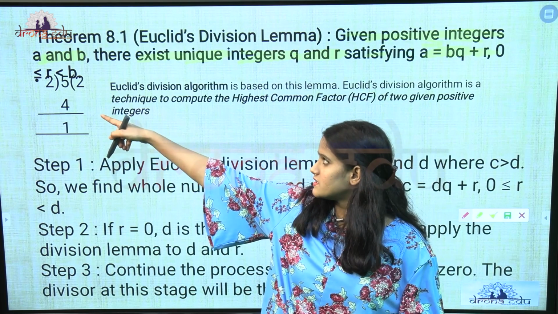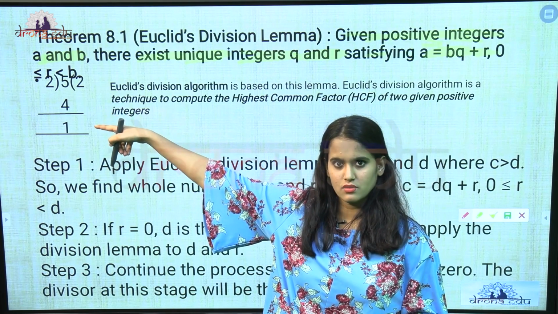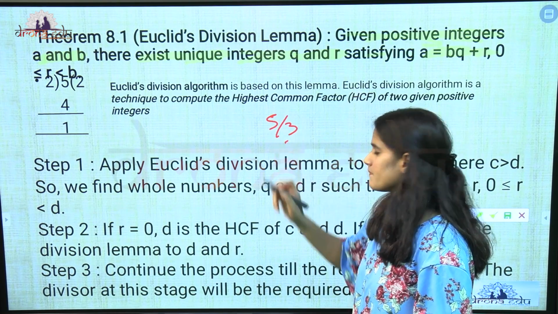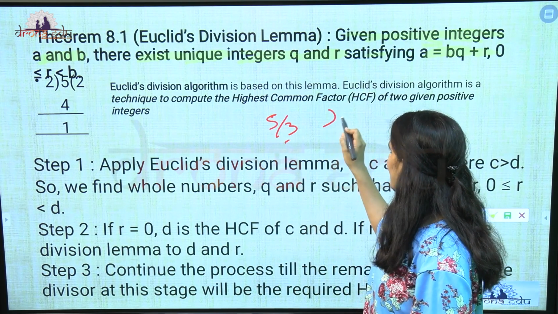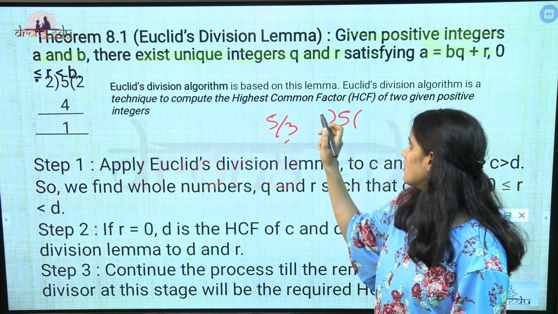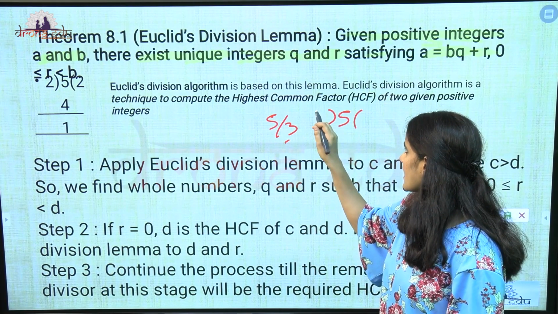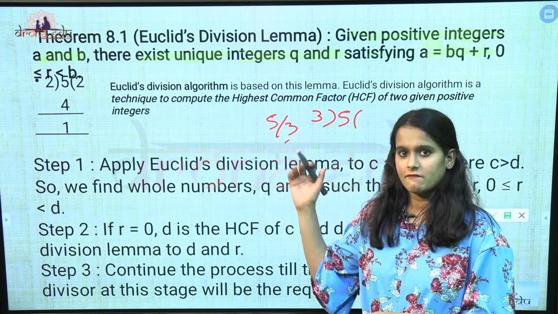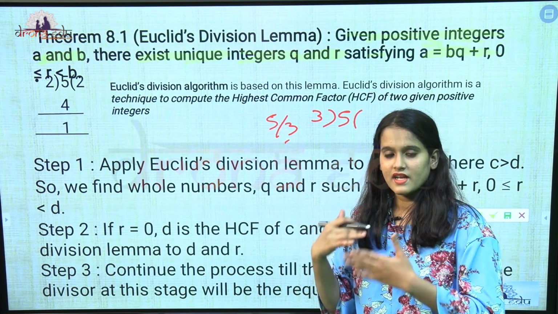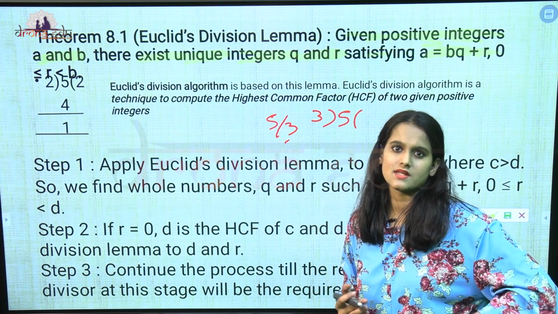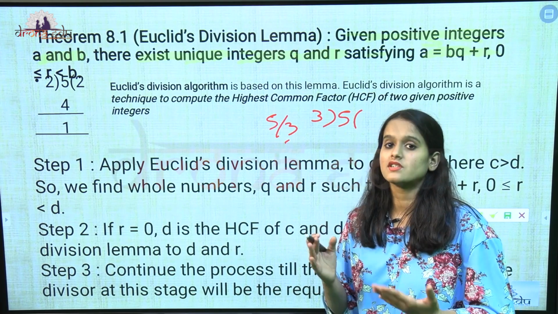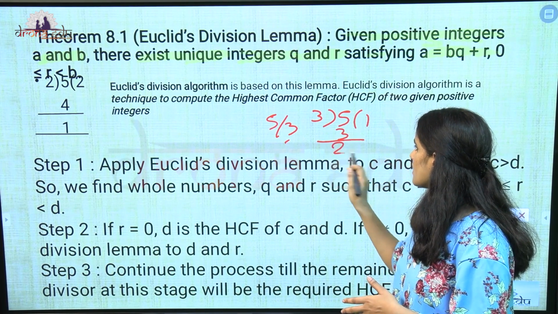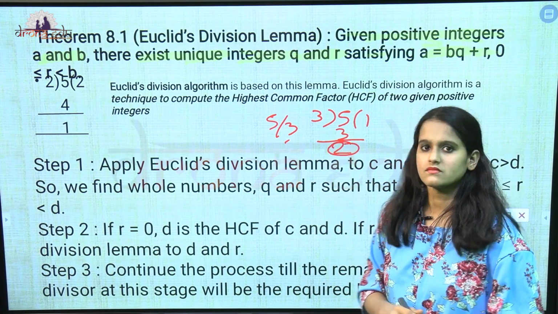Here I have considered 5 divided by 2, right? So let me consider 5 divided by 3, where I'll place 5 inside the bracket and 3 outside the bracket. The nearest number to 5 in the 3 table is, of course, 3 ones are 3, because 3 twos are 6, which is more than 5. So I'll write 1, 3. So we got a remainder of 2.